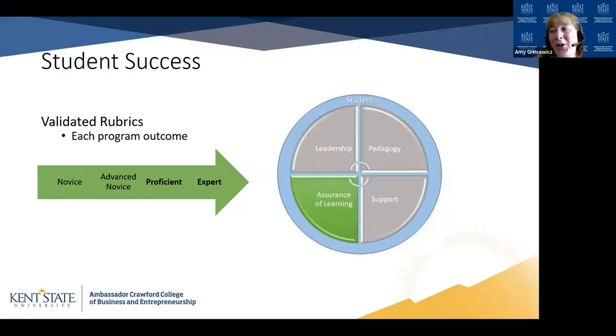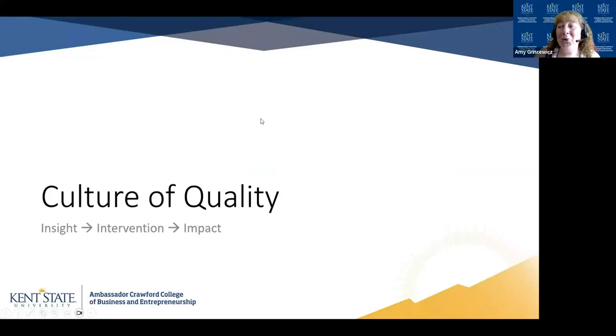So as you see, we do collect a lot of data from our students. As I mentioned, I didn't want to bore you with all the data. I really wanted to talk about what all this data has done for our program. So I want to talk about the culture of quality that is in place at the college, and part of that is looking at the student feedback data and the insight we've gotten from it, the interventions we've made, and the impact they've had.